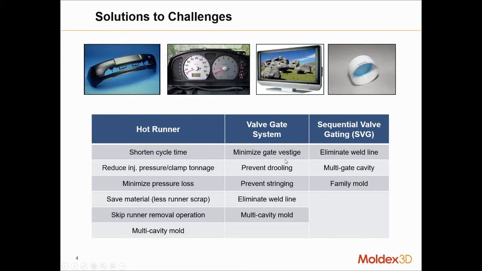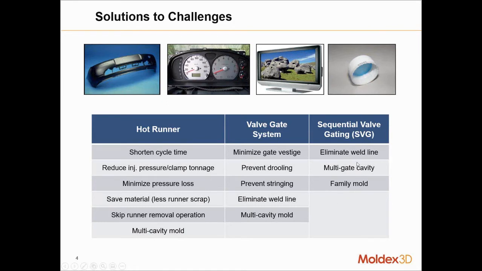So gate vestige is just material that's left over at the gate when the part is ejected. Other terms for this are drooling, and this type of valve gate system just eliminates that completely. So we can see eliminate drooling, prevent stringing. Those are basically in the same realm. You eliminate the weld lines, like I mentioned. The valve gate system, specifically with sequential valve gating, as we'll see over here, allows us to eliminate the weld lines completely. So multi-cavity mold, same thing as the hot runner. Nothing too much more to mention there.